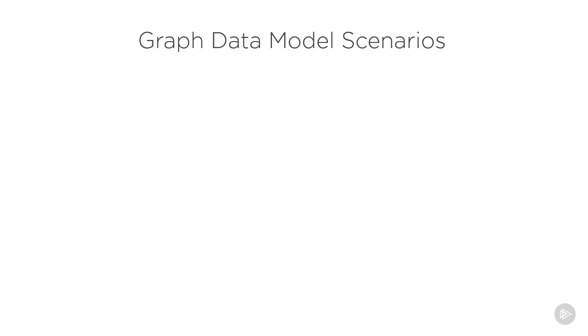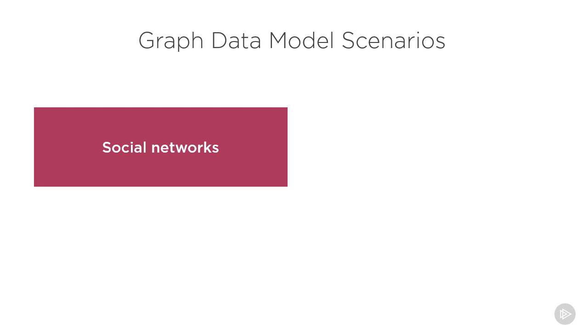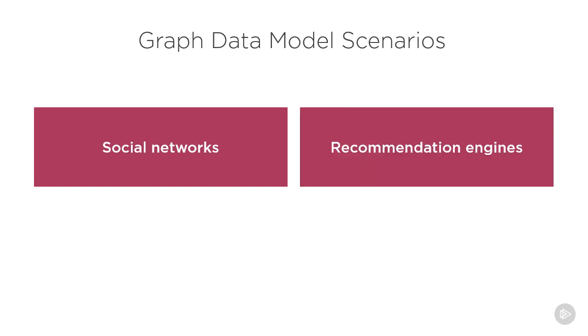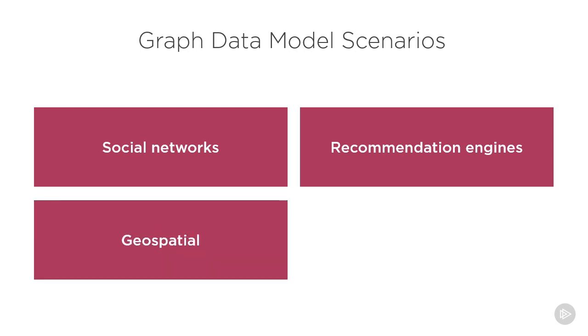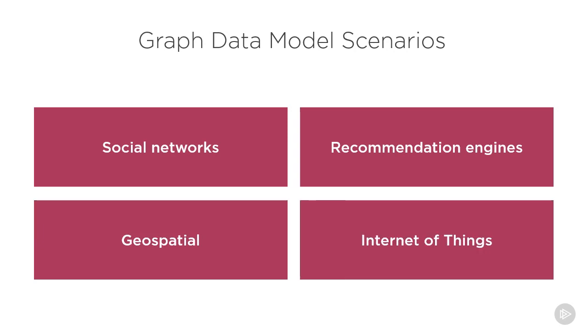Here are a few scenarios for which you can apply the graph data model. You can store social network relationships in a graph data model. The recommendation engines in e-commerce websites can be modeled into graph data models. You can use graph data models to model maps. And finally, graph data models can be used in Internet of Things.